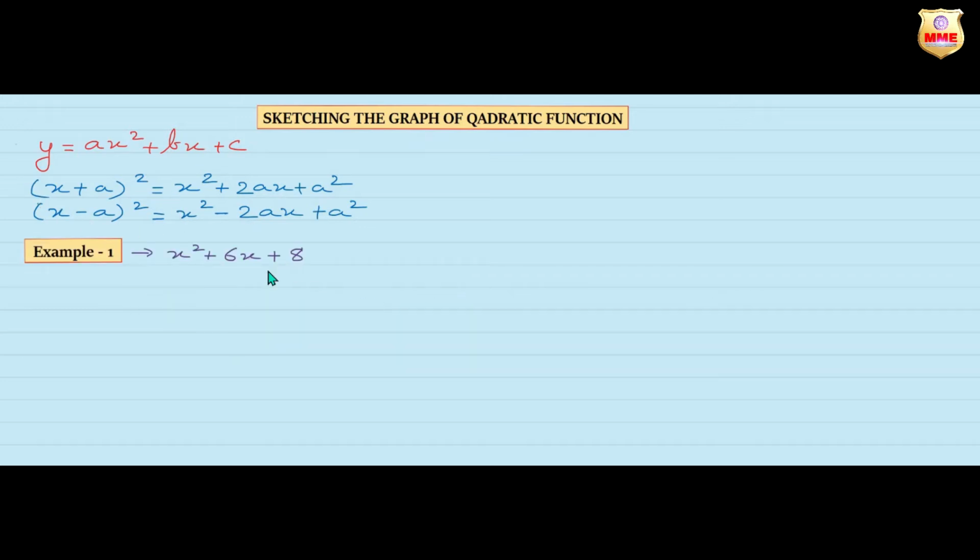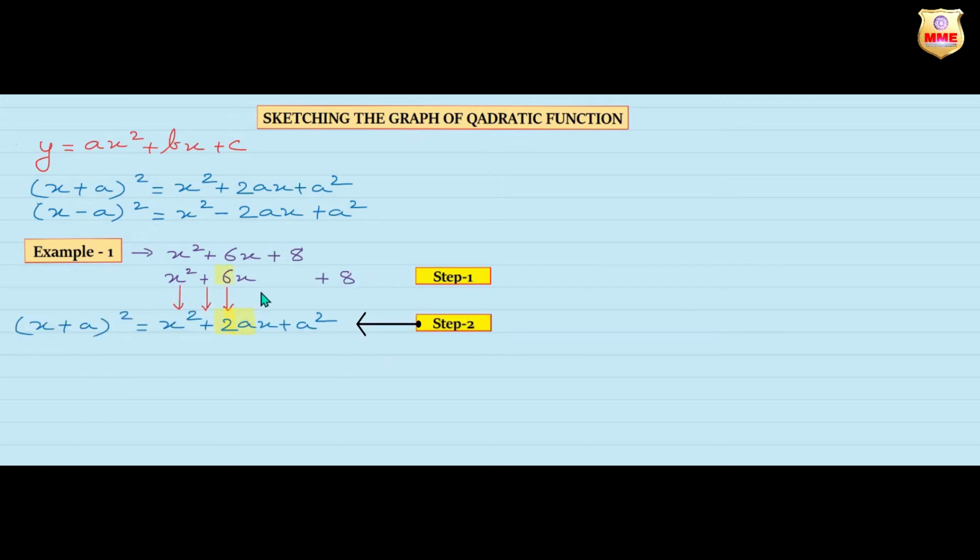Now here we take an example of a quadratic equation and we'll change it into a perfect square format. The example of our quadratic function is x square plus 6x plus 8. The first step is to separate the constant term from the main equation, as we have already done here. In step 2, we compare this equation with the perfect square and get the value of the constant terms. If we compare, we get 2a equal to 6, so a will be 3. Similarly, a square will be 9.